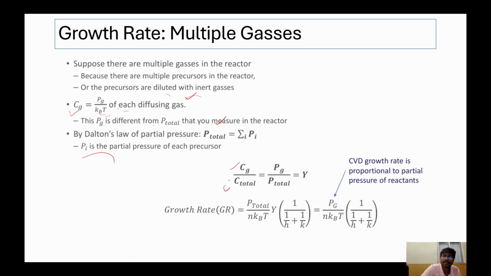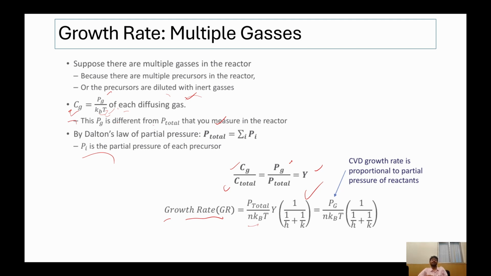Cg by C total is equal to Pg by P total, which is equal to Y. From here, because kBT is constant, the growth rate in that case is given by P total by N kBT into Y, into 1 over (1 by H plus 1 by K). This is the kind of formula that you will get from that.